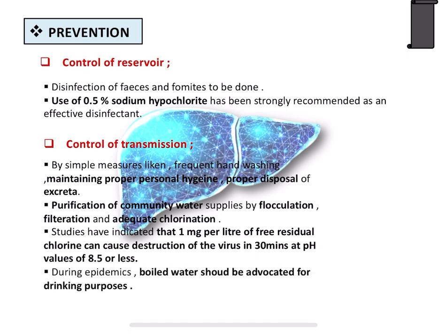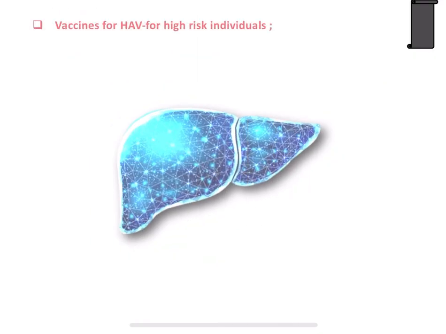During epidemics, boiled water should be advocated for drinking purposes. Okay, since 5 minutes of rolling boil will destroy the virus, as will heating and ultraviolet rays. So we have boiled water that should be advocated for drinking purposes, especially during the epidemics.